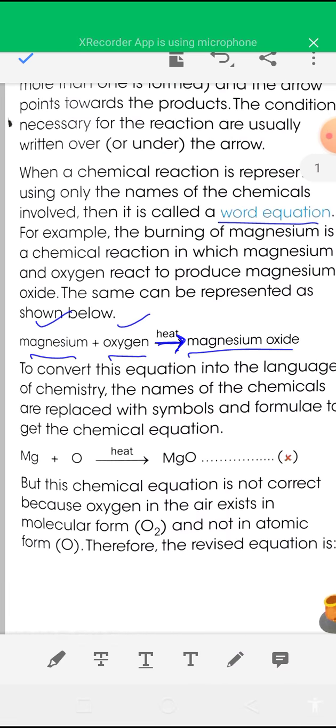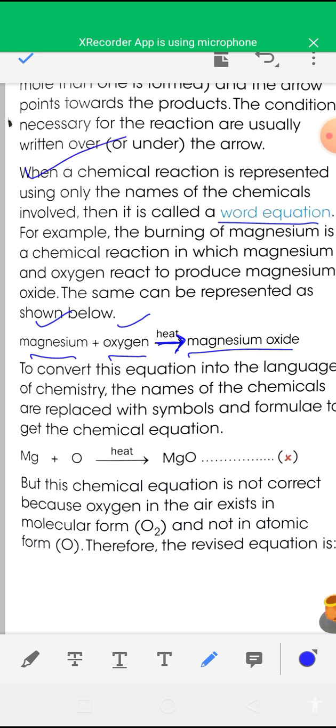Now, what is a word equation? When a chemical reaction is represented using the names of reactants and products, it is known as a word equation. For example, magnesium reacts with oxygen to form magnesium oxide. You write the names of the reactants and product, so the word equation is magnesium plus oxygen arrow magnesium oxide.